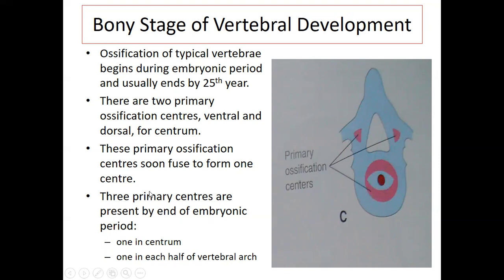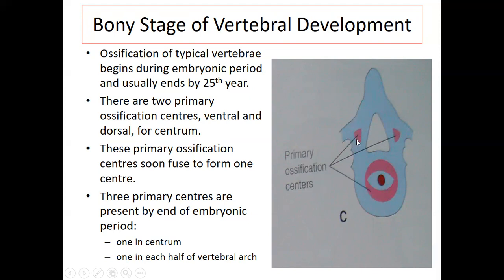Okay, there are three primary centers present by the end of the embryonic period. One center in the centrum. Initially there are two, but later they fuse; ventral and dorsal will be fused together to form one center. And then one in each half of the vertebral arch. You can see here, this is the vertebral arch or neural arch. We have discussed before, right? So one in each vertebral arch.